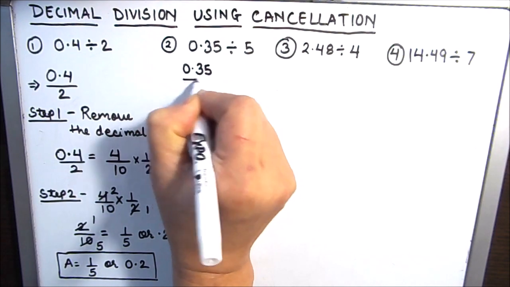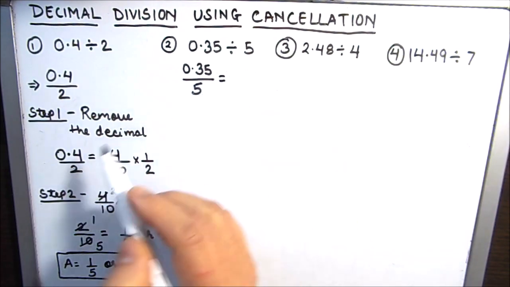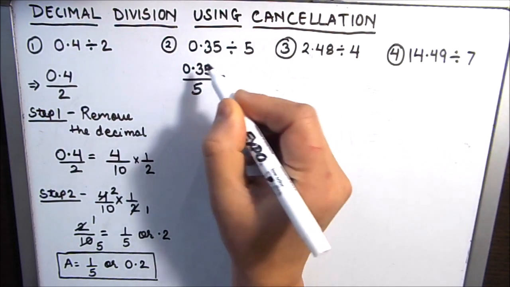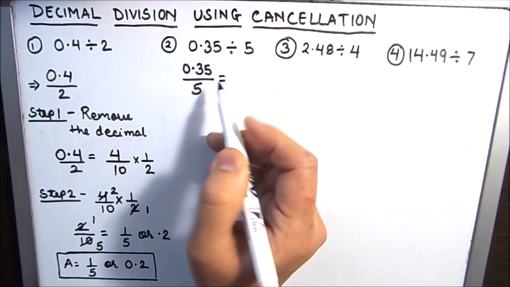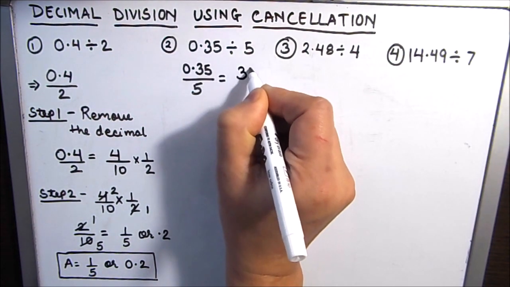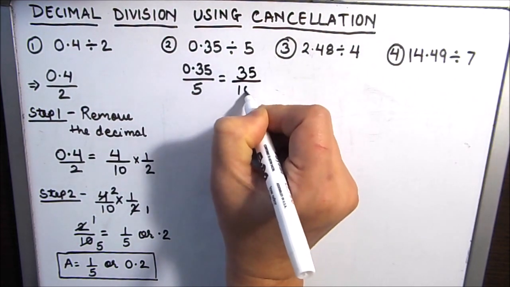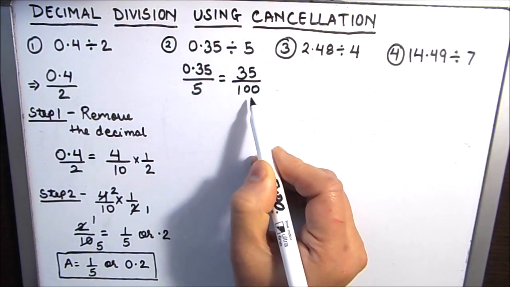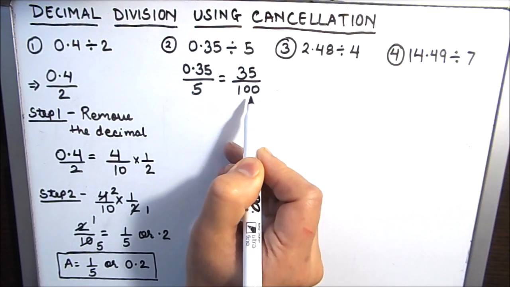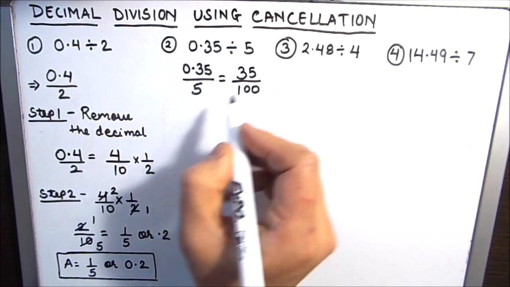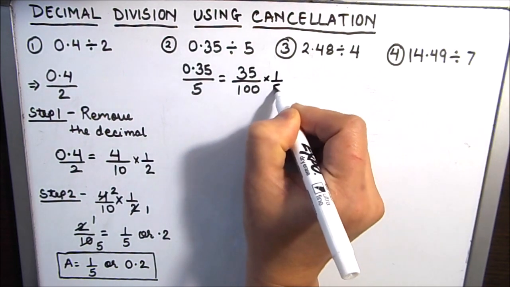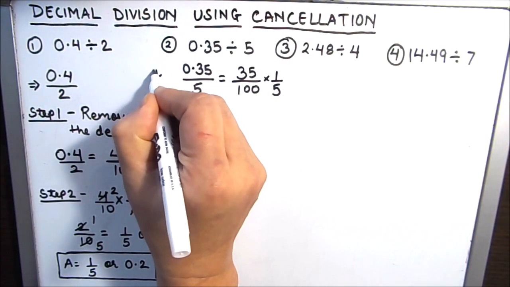0.35 divided by 5. First step will be to remove the decimal. So if we remove this decimal, there are two numbers after the decimal. So to make 0.35 equal to 35, we will write 35 divided by 100. We'll put 2 zeros in the denominator to make this 0.35 equal to 35. And our 5 was already there in the denominator, so we'll write it as 1 over 5. This is our first step.